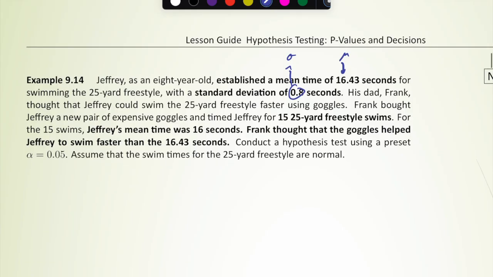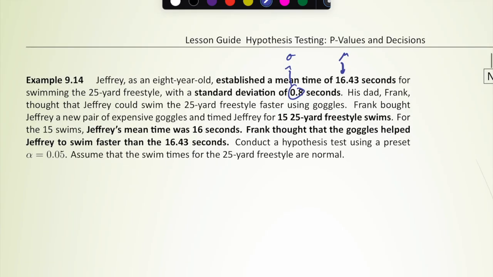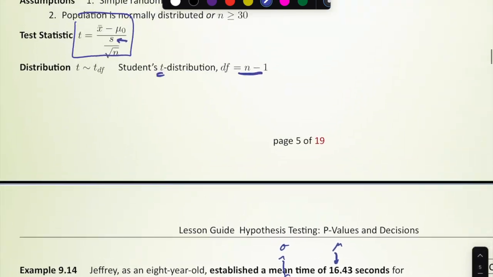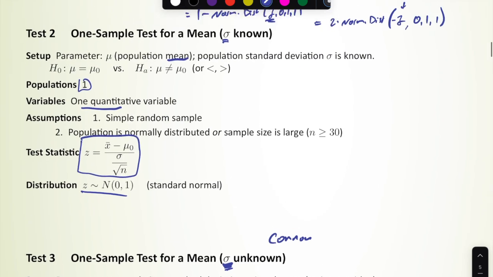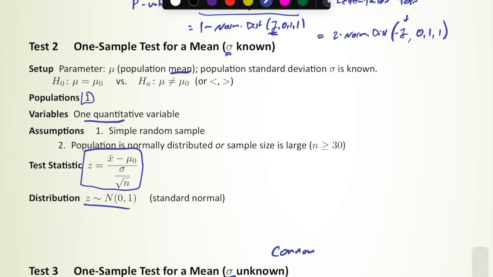So it's definitely a mean. Do you agree? It's a mean. And we do know the actual standard deviation, the population standard deviation that was established is 0.8. So let's go with that. Because I know the population standard deviation, I am looking at test number 2. I've got a known sigma.